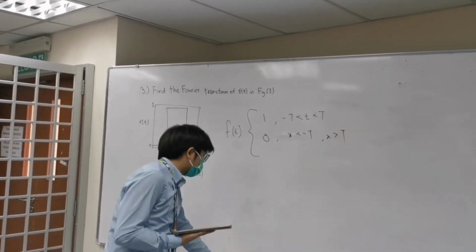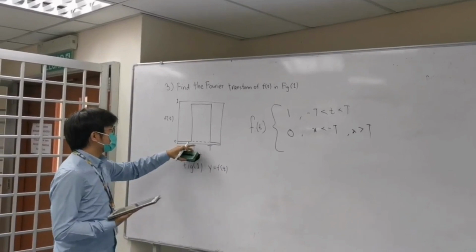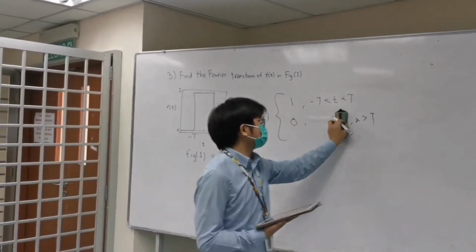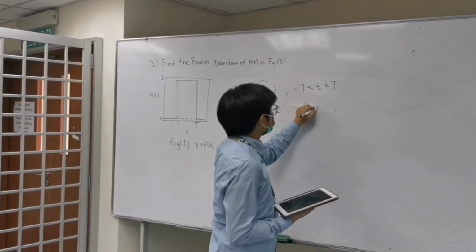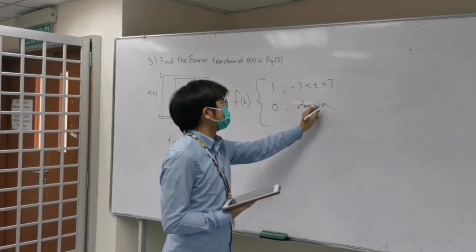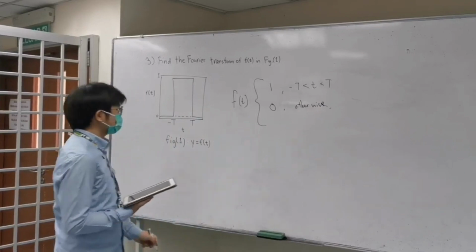But because they are the two left ones, we don't write like this. We just write the otherwise. That will be easier. So otherwise will be 0. That's all. Thank you.